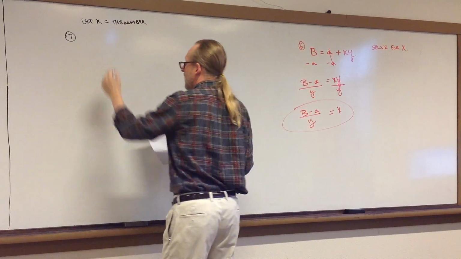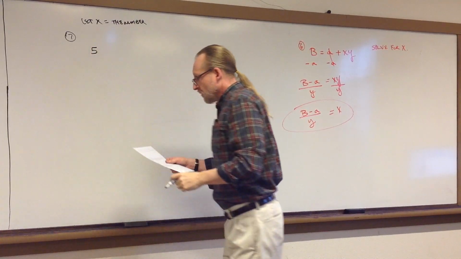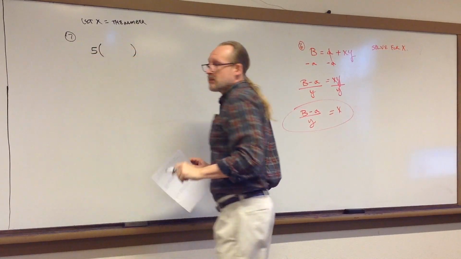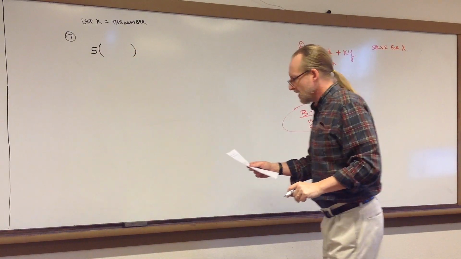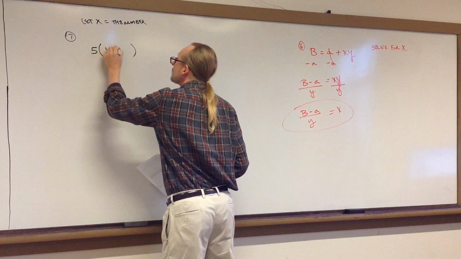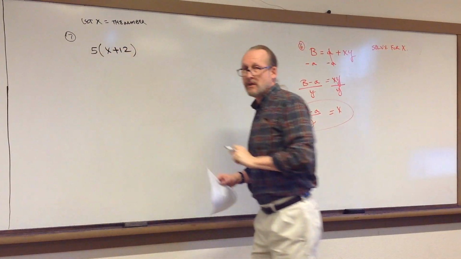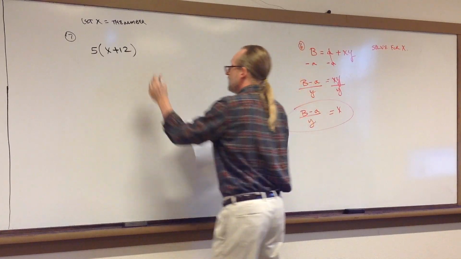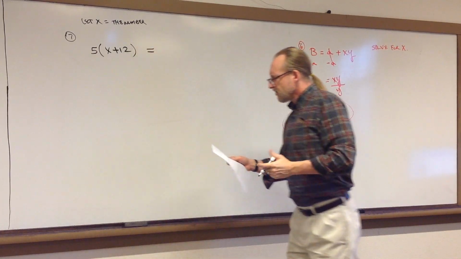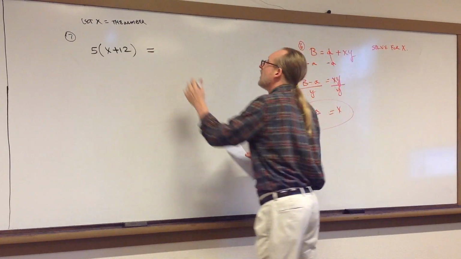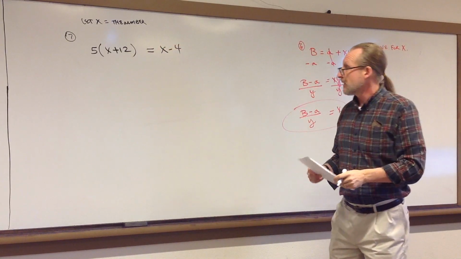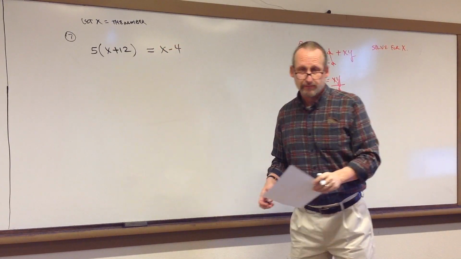and we want 5 times, and then where it says the sum of, that's an indication that you're going to want parentheses. A number and 12. The sum of a number and 12 is going to get multiplied by 5, is the same as 4 subtracted from a number. So if we subtract 4 away from a number, we would write that as x minus 4.